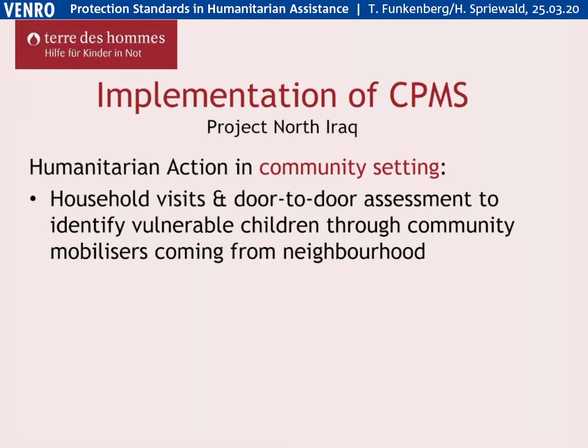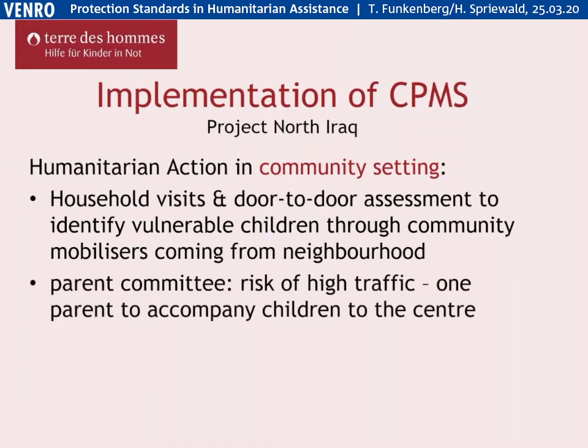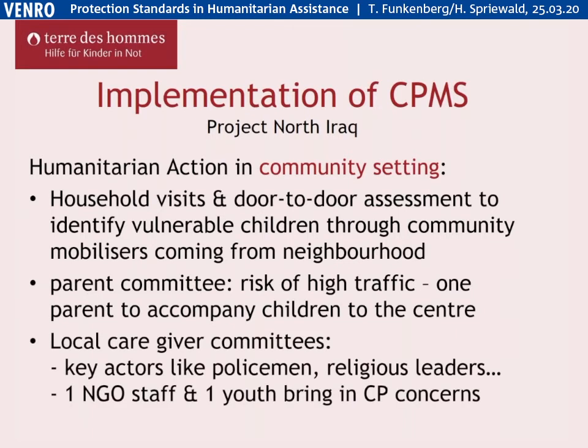But as we don't have the camp setting, we now have to go from door to door and assess each household and identify vulnerable children. This is done by 2 community mobilizers. They are coming from the neighborhood, so they already know the houses and the families, and usually have the trust of the neighborhood. We also set up a parent committee, for example, to accompany children to the center. In the community setting, there's a risk of high traffic, so we have set up this parent committee.